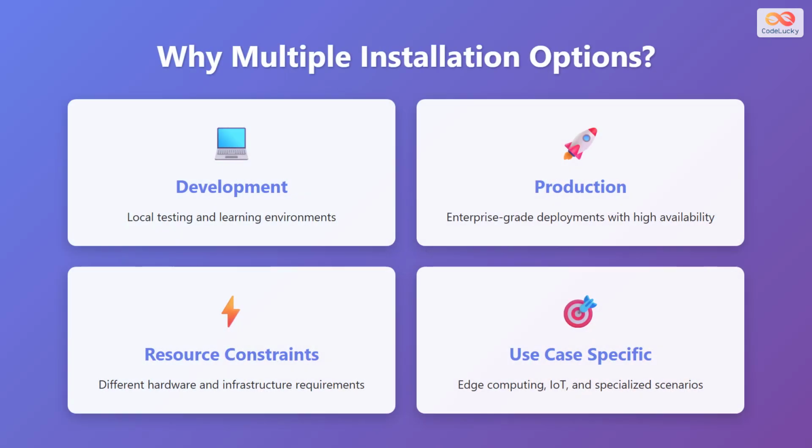Kubernetes offers multiple installation options because different scenarios require different approaches. For development purposes, you need local testing and learning environments that are quick to set up. Production environments require enterprise-grade deployments with high availability and reliability. Resource constraints also play a role, as different setups have varying hardware and infrastructure requirements. Finally, there are use case-specific needs, such as edge computing, Internet of Things deployments, and other specialized scenarios that demand tailored installation methods.